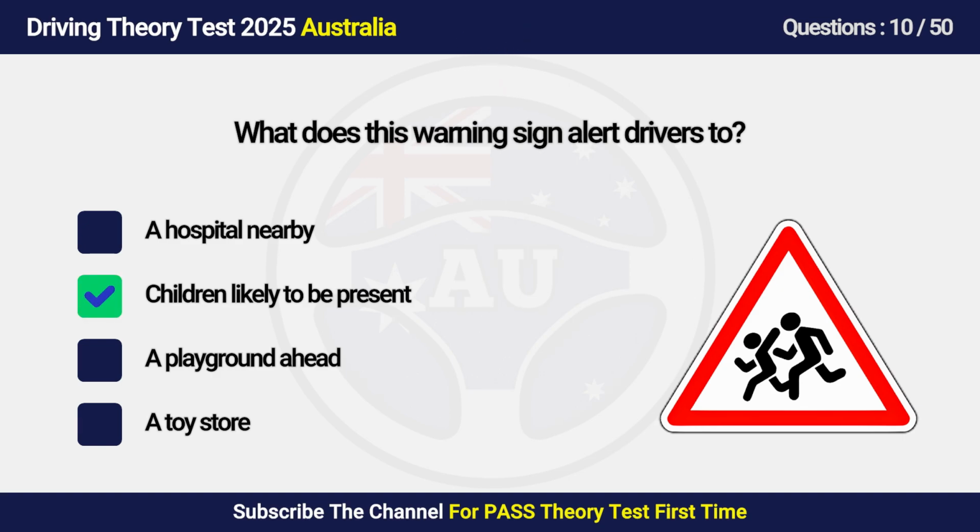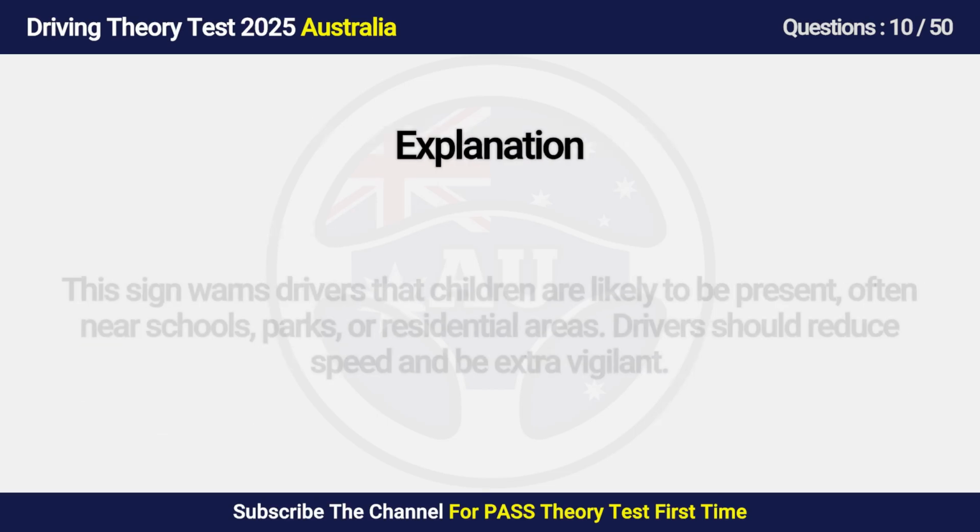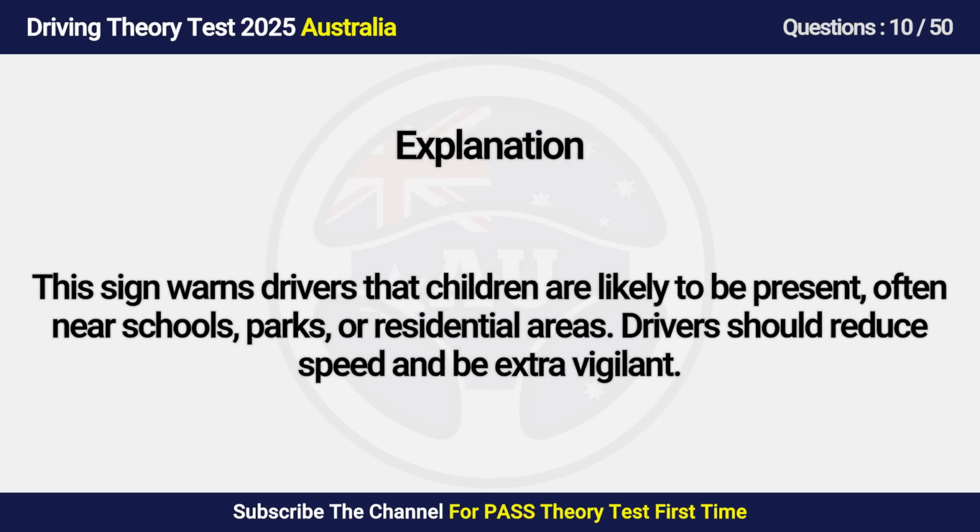Answer is B. Children likely to be present. This sign warns drivers that children are likely to be present, often near schools, parks, or residential areas. Drivers should reduce speed and be extra vigilant.